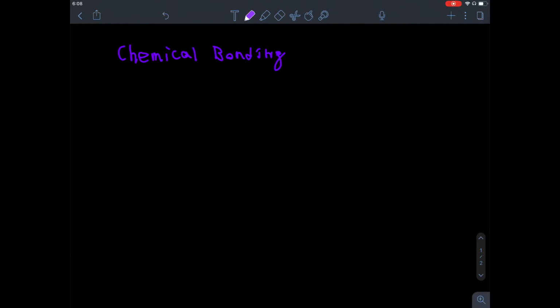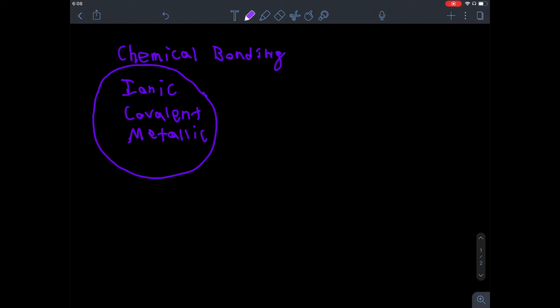There are three types of chemical bonding: ionic, covalent, and metallic. Note that all these types of bonding depend on the amount of valence electrons an atom has.